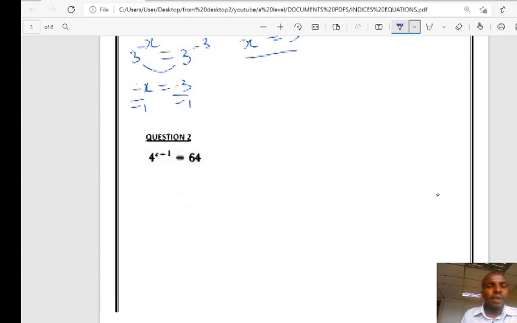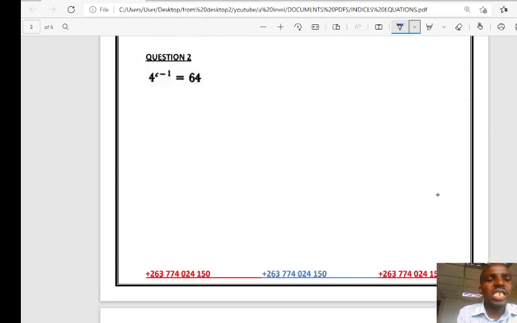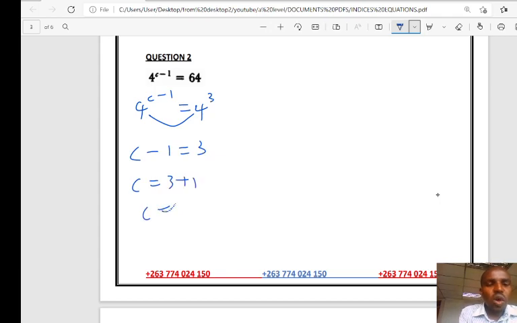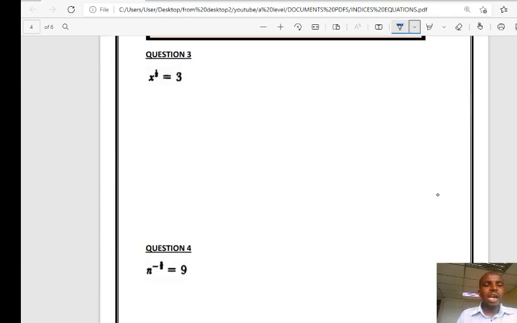Done. Question number 2. 4 to the power c minus 1 is equal to 64. It will be 4 to the power c minus 1 is equal to 64, which is 4 to the power 3. Then same base 4, it means c minus 1 is equal to 3. The powers are equal. Then c is equal to 3 plus 1. c is equal to 4. Done.